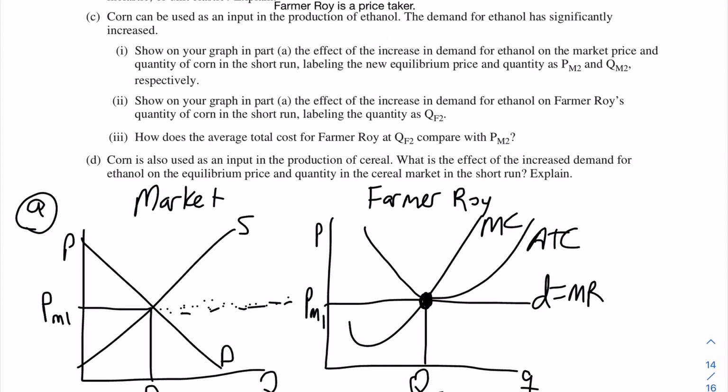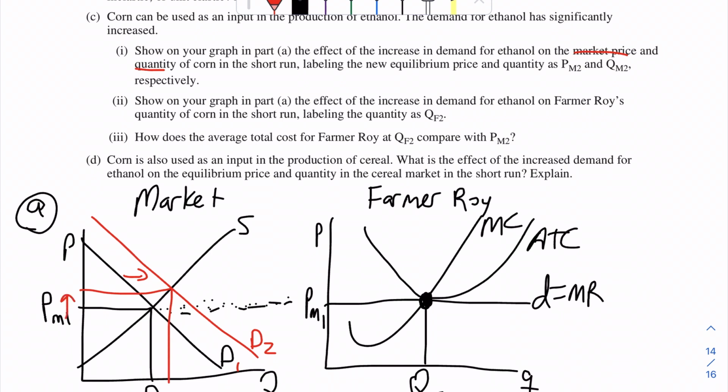So on part 1 here, show on the graph in part A the effect of the increase in demand for ethanol on the market price. So we just said that was an increase in the demand for corn. So this will be D, and you can put this as D2 and D1, just to let them know what the new one is. You also need to put an arrow, and then we need to show the market price and quantity. So that would be an increase in the price. Let's call it P_M2, Q_M2. Quantity goes up, price goes up. So we get a point for showing that on the market.